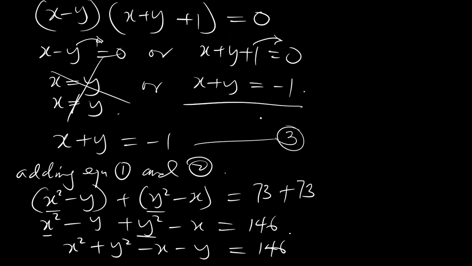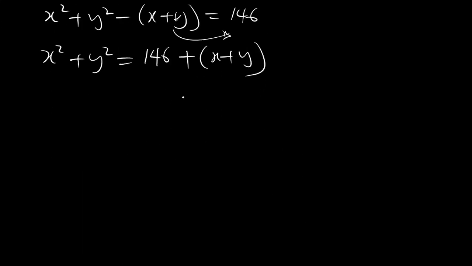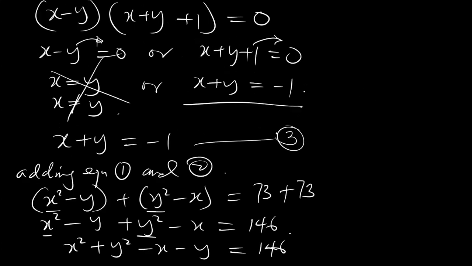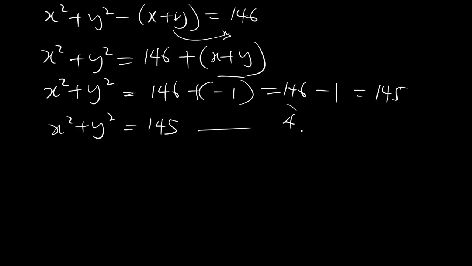Now from equation 3, you have x plus y equal to minus 1. So let's substitute minus 1 here. You have x squared plus y squared equal to 146 plus minus 1. So we now have 146 minus 1 equal to 145. So x squared plus y squared is equal to 145. Let's call this equation 4.